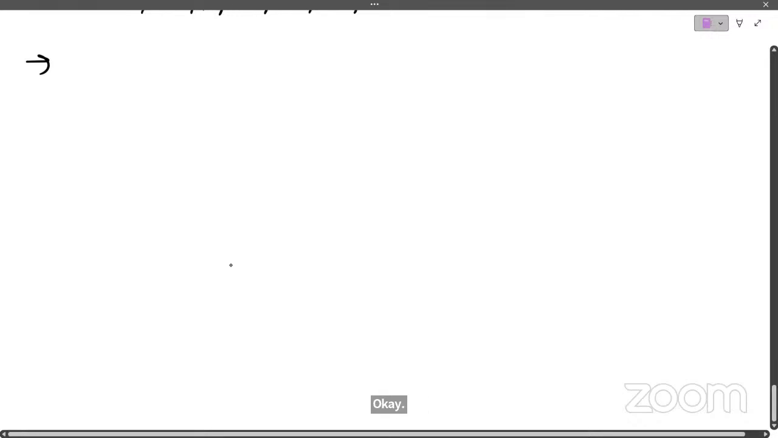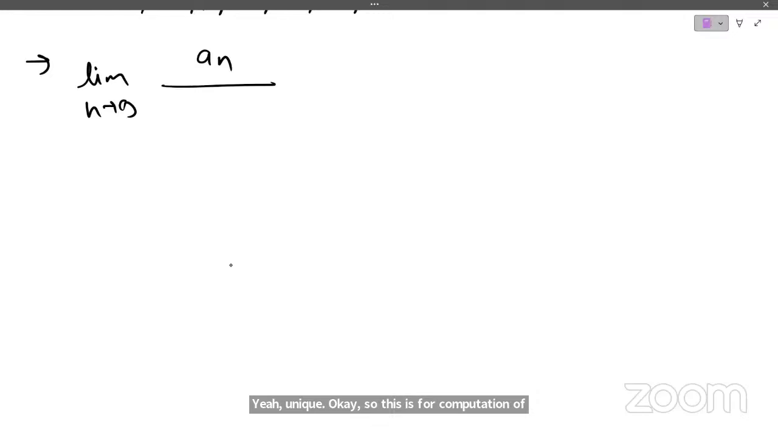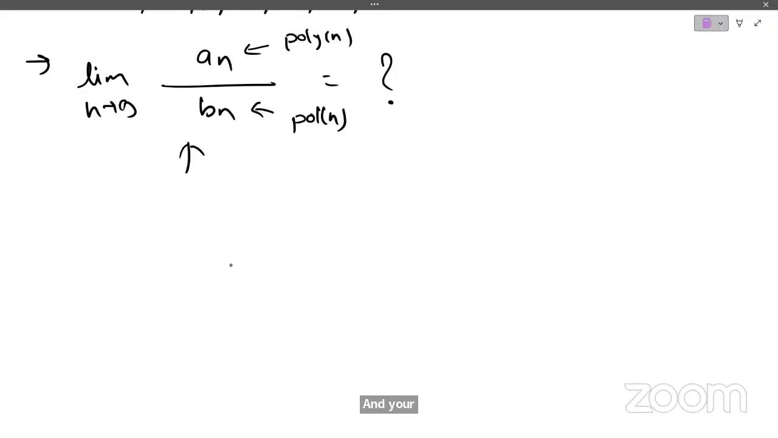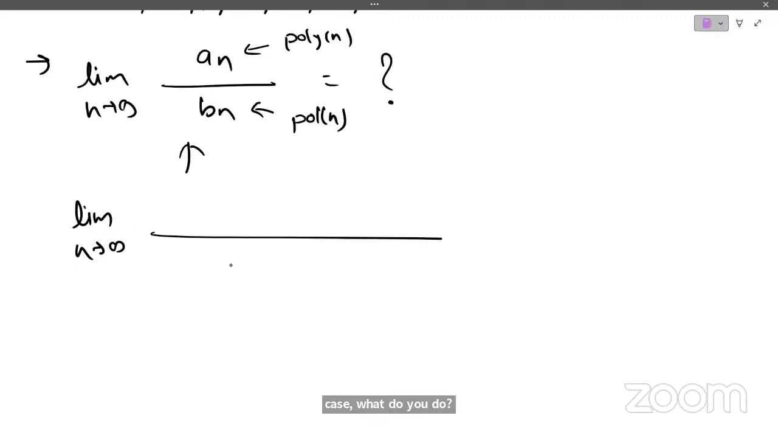There is one thing I want to tell you. Suppose you have to find out the limit as n tends to infinity of two sequences, an upon bn. Suppose they have asked you this type of question, and your an is some polynomial of n, and your bn is also some polynomial of n. In this case, what you will do, you just factor out the greatest degree of n from both the numerator and denominator.